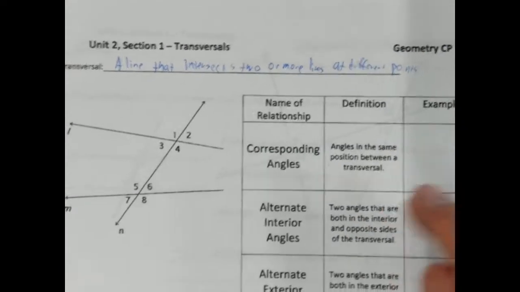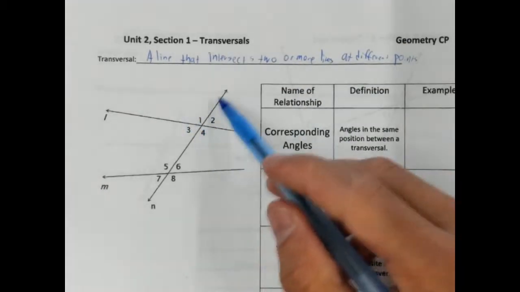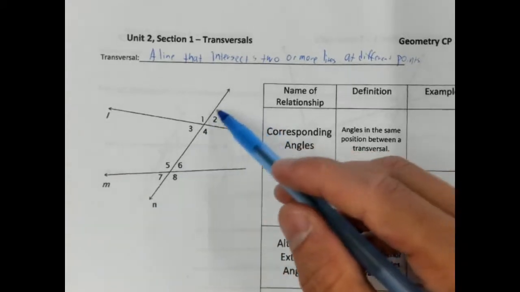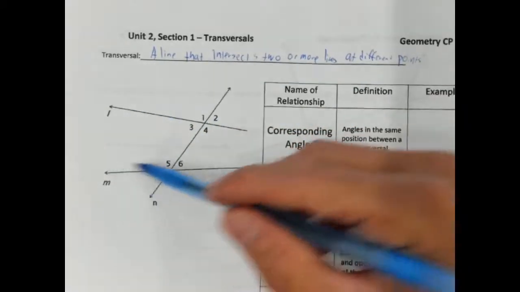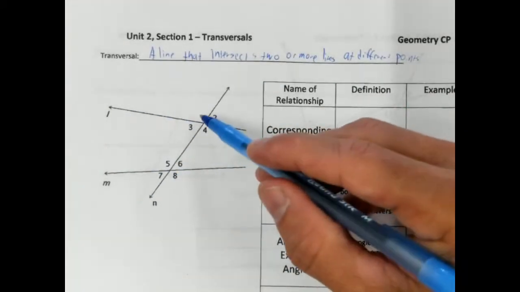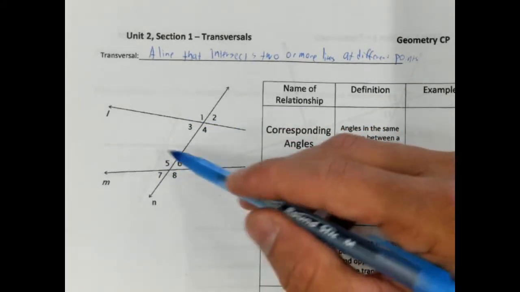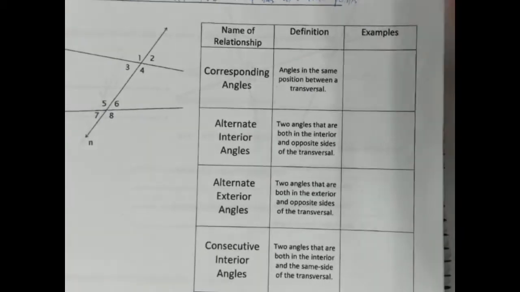So this is an example of a transversal right here. Line N would be considered a transversal because it crosses these two lines at two different points. And what it does is it creates a series of angles here. We have 4 angles up here, and we have 4 angles down here. Now there's names for these.